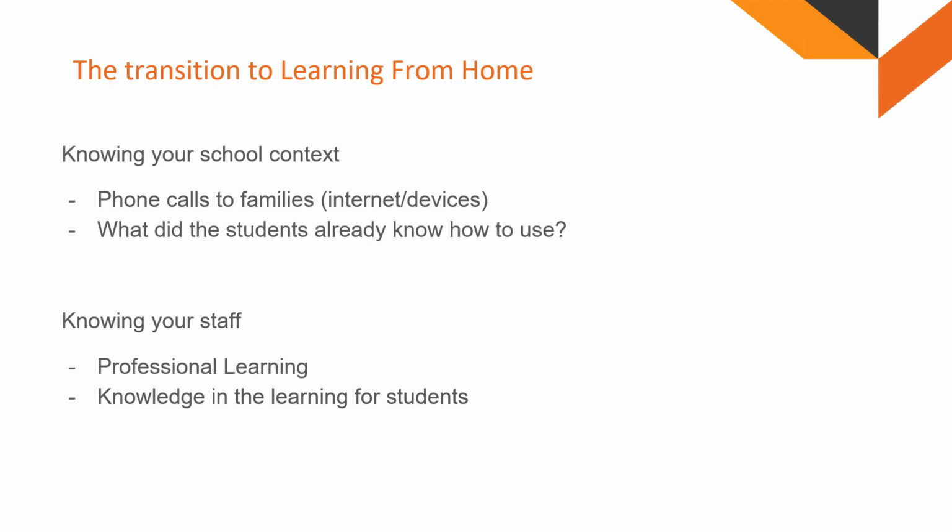So what we did is that we called every family, because we don't get responses back from a survey. When they go out, they just don't come back. So we called every family to find out what devices they had available to them and if they had internet. We also worked out, by knowing our context, what our students already knew how to use. So for us, 3 to 6s had used Google Classrooms. So knowing that there were siblings at home, we thought that that would work best for our Foundation to 2 students as well.